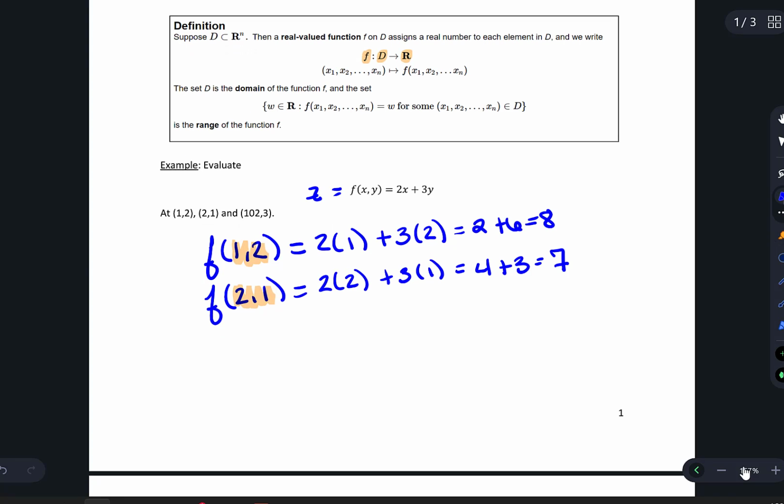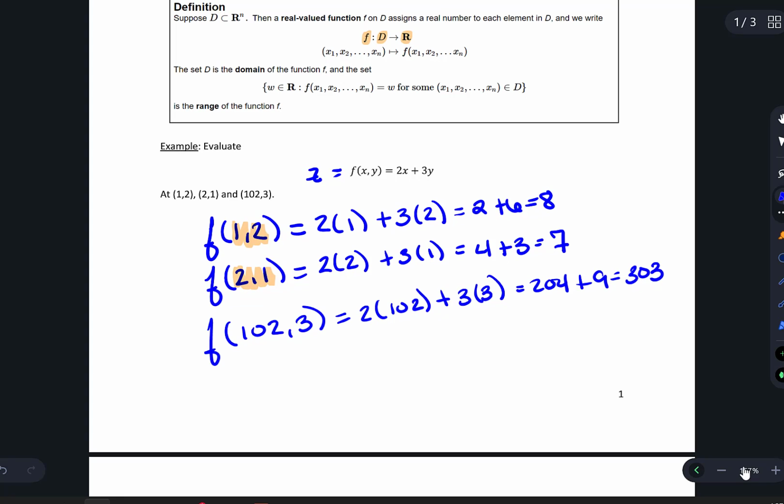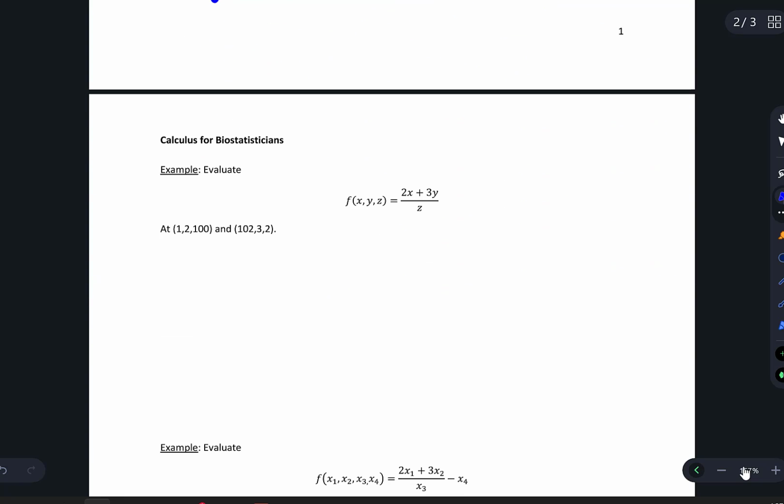Right, and then just as one more example, we could evaluate this function at 102 and 3, and that would be equal to 2 times 102 plus 3 times 3, which is equal to 204 plus 9, which is equal to 303. Now we're not restricted to just mapping two numbers. We could also map 3.